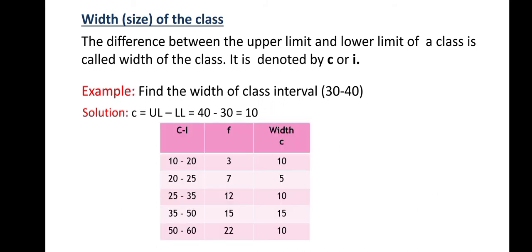If we consider another example, here a distribution is given with class intervals. To calculate the width of the first class, 10 to 20, it is upper limit minus lower limit, 20 minus 10, we get the width as 10. In the second class it is 25 minus 20, we get 5. In the third class, 35 minus 25, we get 10. In the fourth class, 50 minus 35, we get 15. And in the last class it is 60 minus 50, we get 10. In this way we can calculate the width of the class.